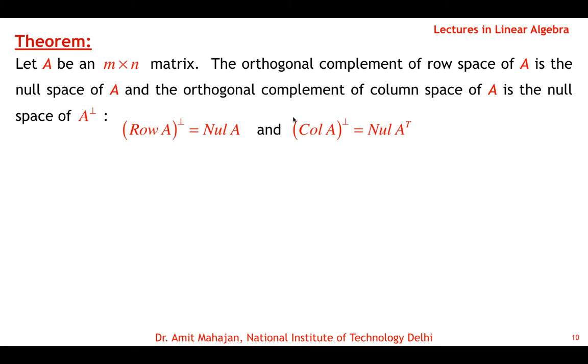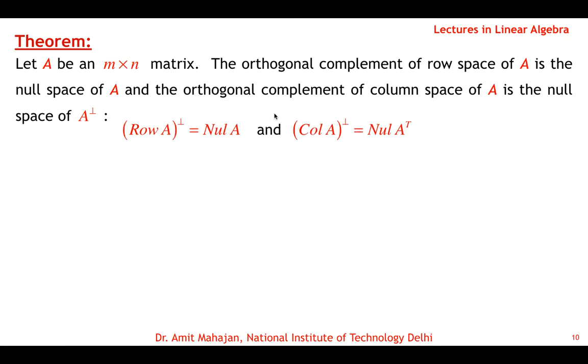And secondly, the orthogonal complement of column space A: the column space A perpendicular set is the same as the null space of A transpose. Here it is A transpose, not perpendicular. So it is A transpose here.